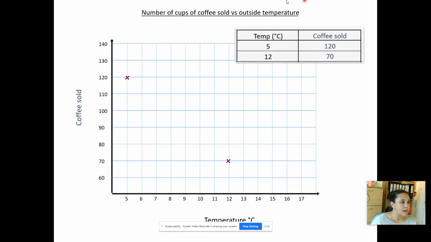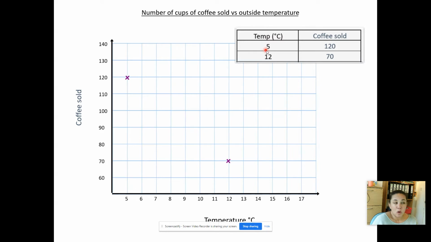So here I've got the title of my scatter graph, number of cups of coffee sold versus outside temperature. Then on my y-axis, I've got the number of coffees sold, and on my x-axis, I've got the temperature in degrees Celsius. So I'm going to show you how to plot the first 2 points.